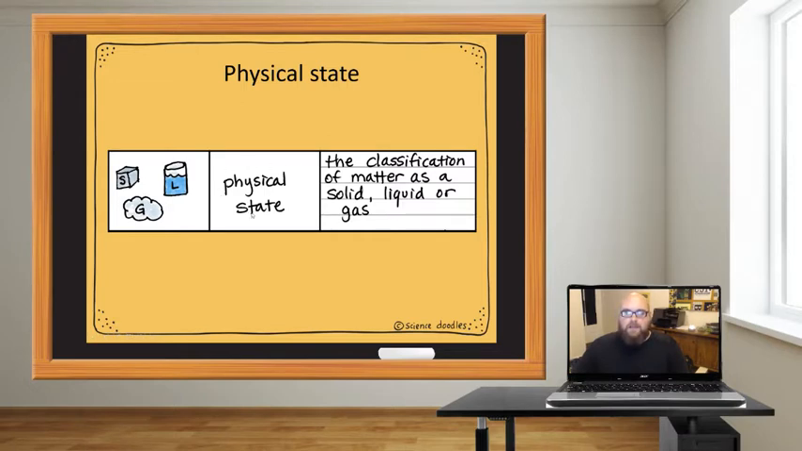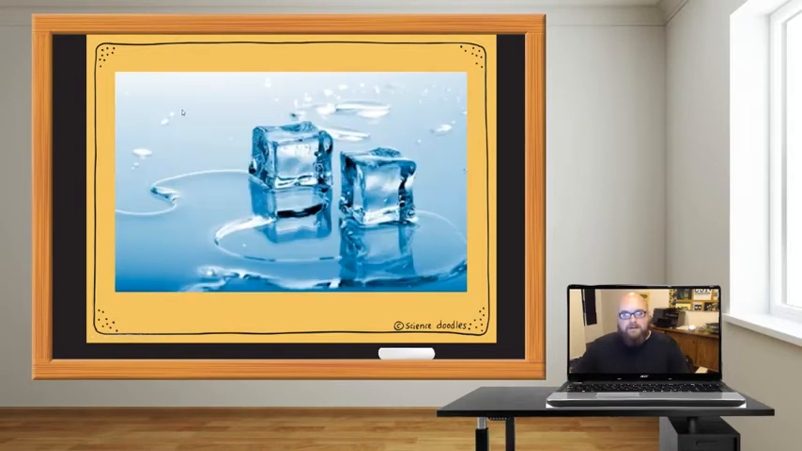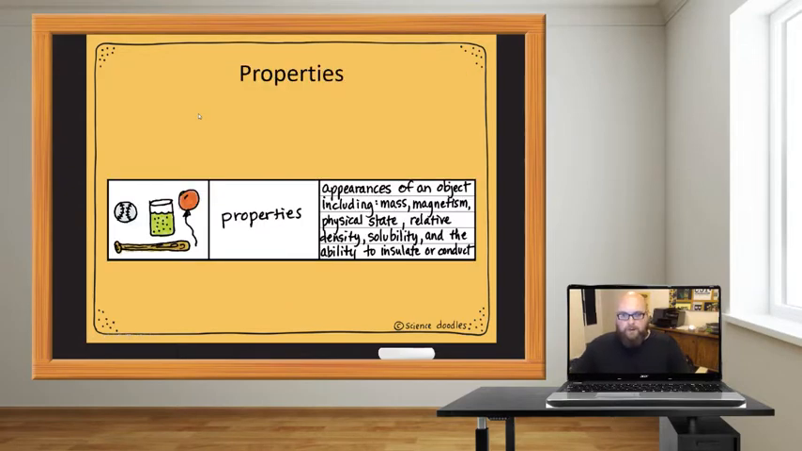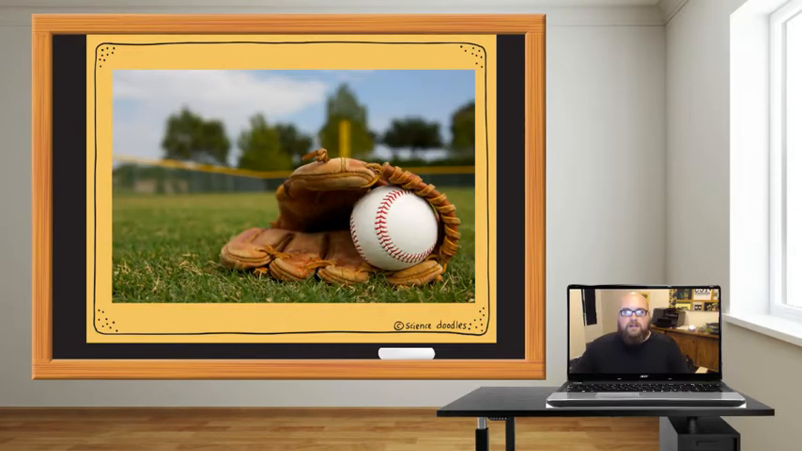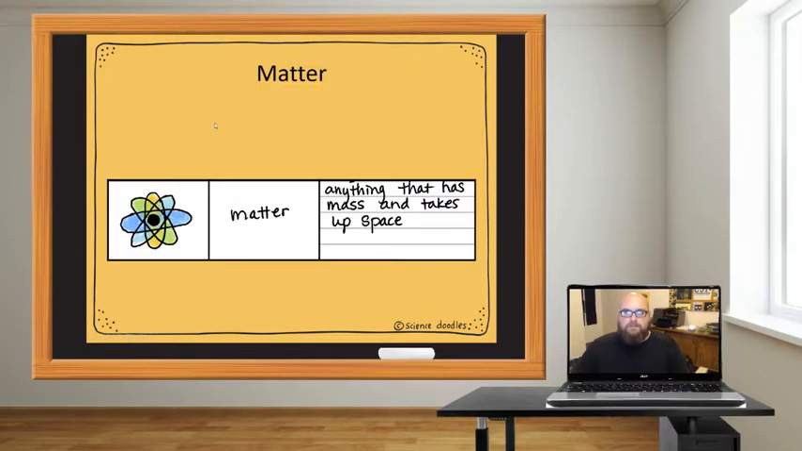This comes into play, especially when you're trying to figure out the density of a substance. You have to think about it differently when it's a solid versus liquid versus a gas. So water, of course, is a great example of this. Properties we know pretty well, but these are the appearances of an object, including mass, magnetism, their physical state, relative density, solubility, and the ability to insulate or conduct. So a lot of the things we have actually already looked at. So like in this picture, we can notice different properties of different things throughout.